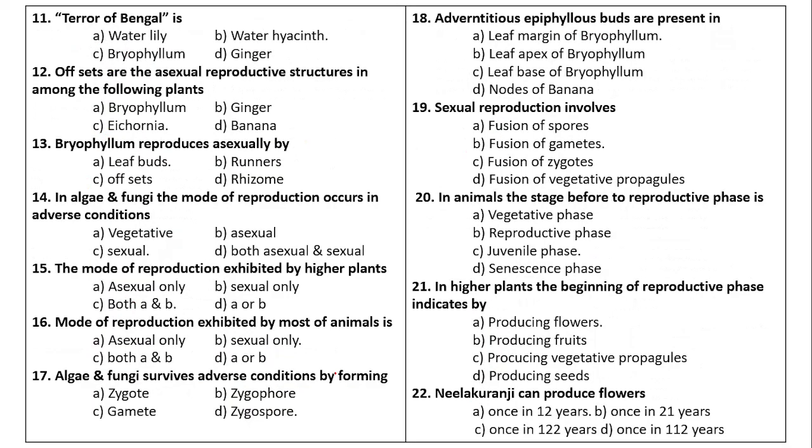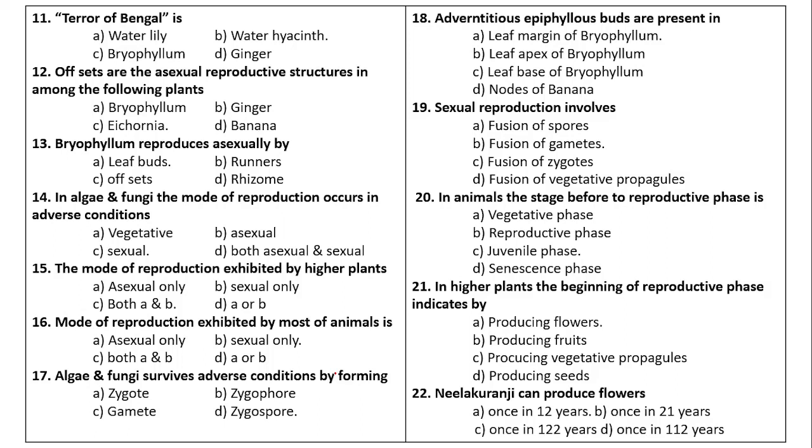So next question, 11th question. The terror of Bengal is dash. As we have already discussed, I have told you in the previous video about the terror of Bengal. The terror of Bengal is nothing but, option A, water lily, option B, water hyacinth, option C, bryophyllum, and option D, ginger.